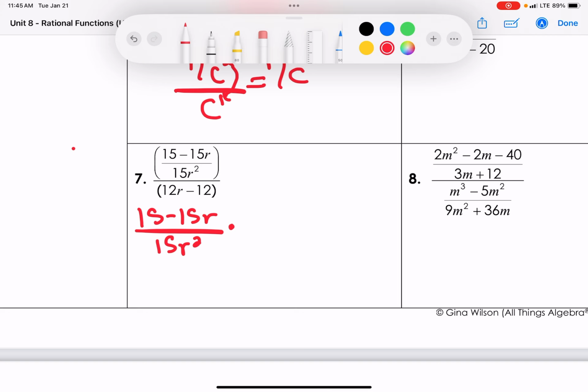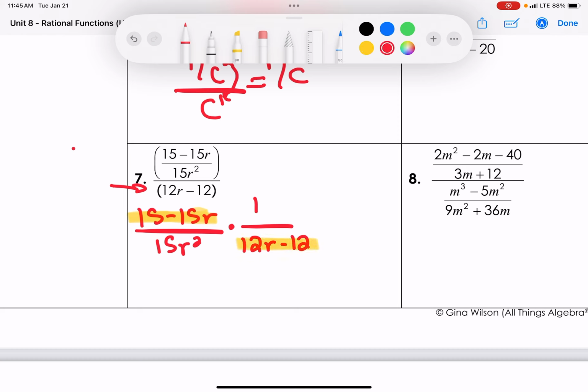Now when I multiply times the reciprocal, think of that as being like the whole number. So now this actually becomes times, since it's just the 12r minus 12, there's nothing under it, it goes 1 over 12r minus 12. All right, so can we factor anything? We can, right? I could factor this, and I could factor this. So that's what I'm gonna do.